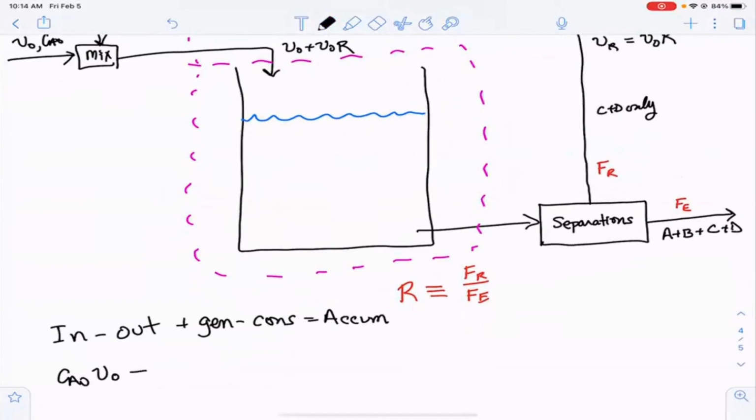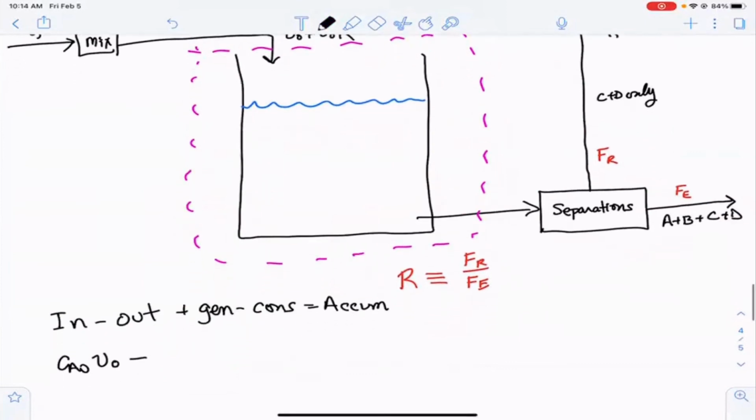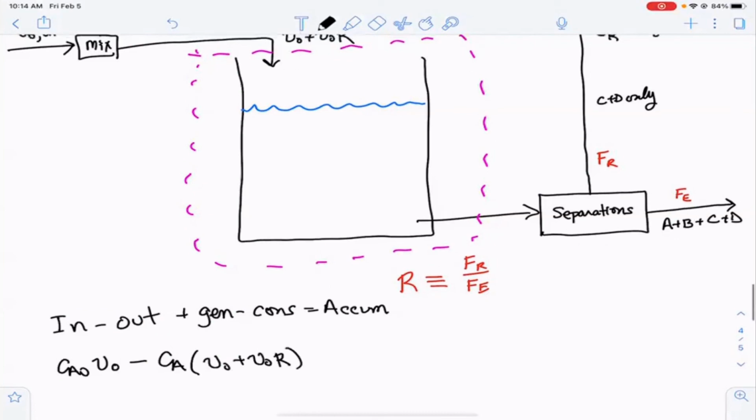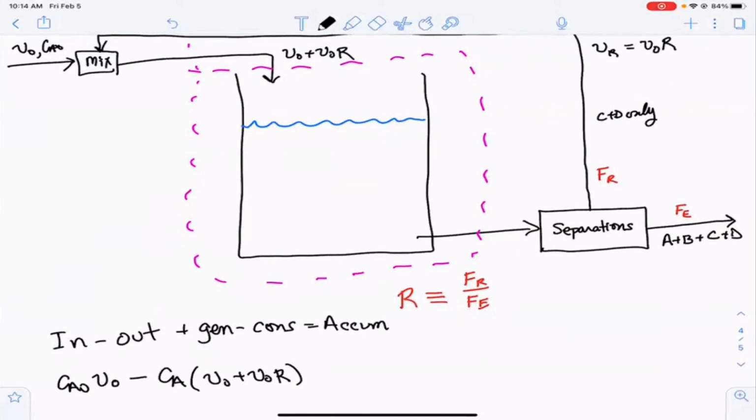And then leaving, now we have a volumetric flow rate that is this plus that, and we're at whatever the reactor concentration is. We've just called that CA. So that's times V0 plus V0 times the recycle ratio, which we talked about just a minute ago. And then we have RA times V as our generation minus consumption. So this becomes just minus K1 times CA CB. Sorry, that C is a little wonky. Let me rewrite that. CA CB times V. And that's equal to 0.